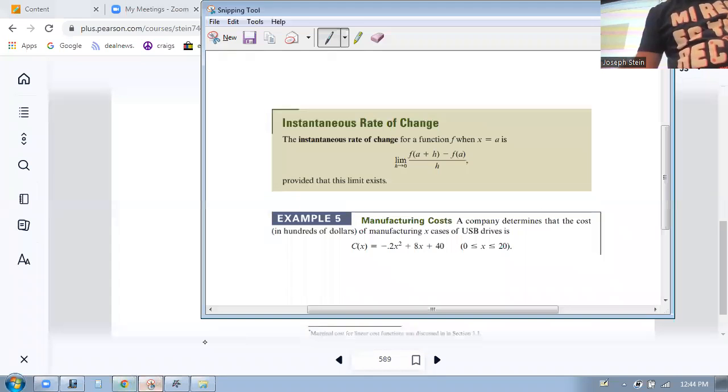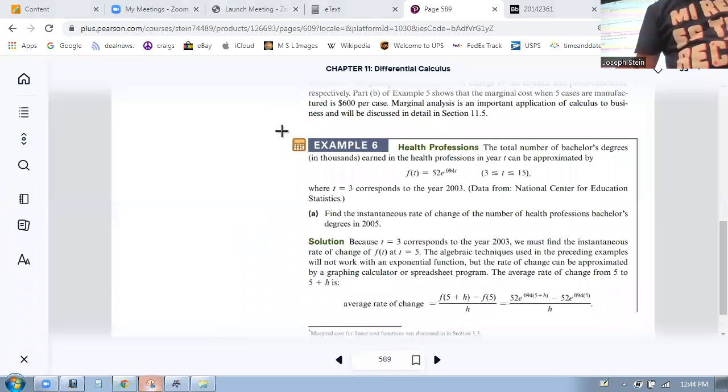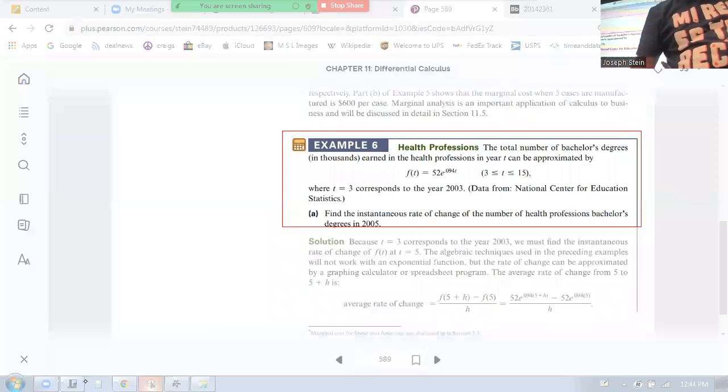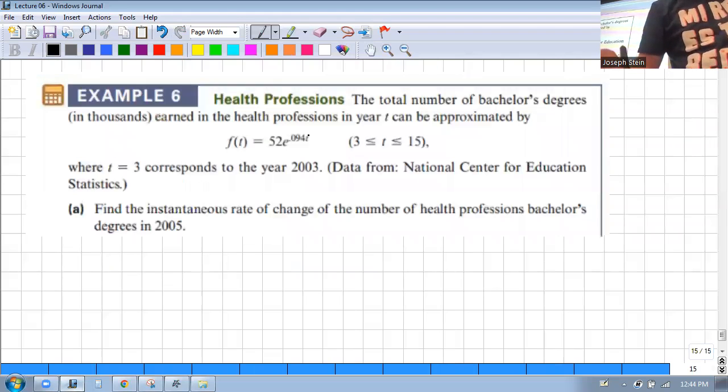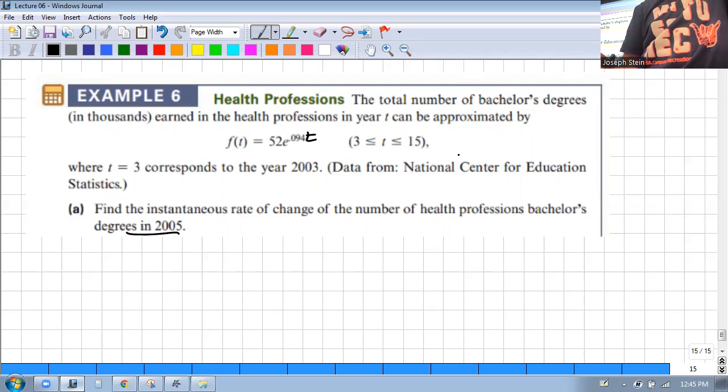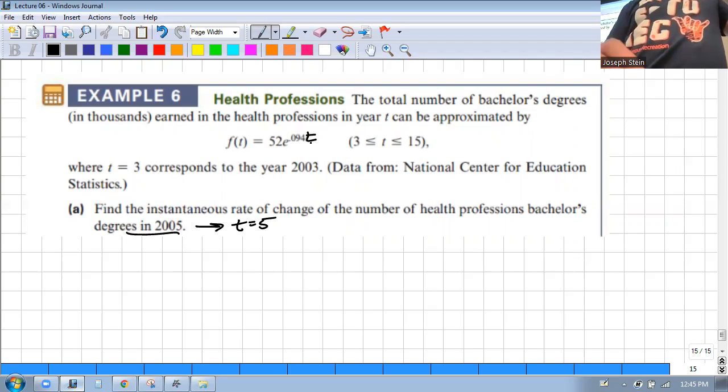This one is done with a calculator, okay? Y'all don't have the mechanics to be able to do this algebraically yet. See, the variable here is in the exponential, e to the whatever. So you plug this into a calculator. You could approximate it by plugging in values really close. So find the instantaneous rate of change in 2005. Well, if 2000 is year 0, 2005 is time 5. So what you do is plug in values really close to 5.